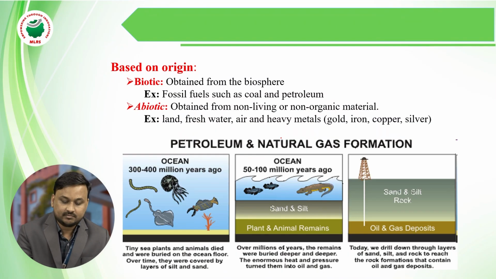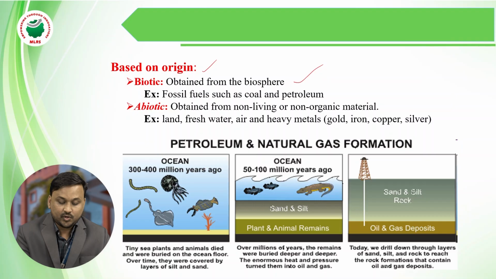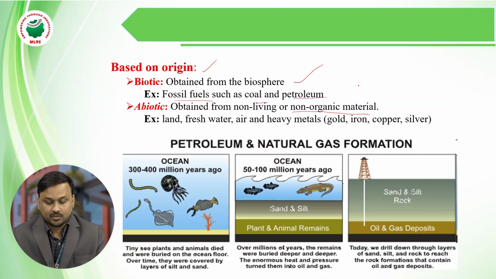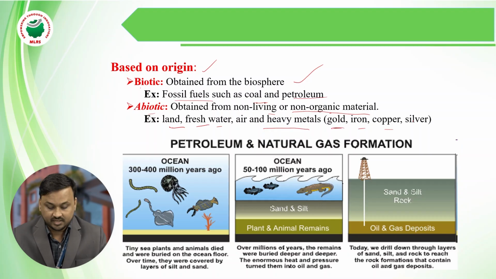Coming to the basis of origin, we divide resources into biotic, meaning living organic materials, and abiotic, meaning non-organic materials. Biotic resources are obtained from the biosphere. Examples are fossil fuels such as coal and petroleum. Next, abiotic resources are non-living and non-organic materials. Examples of abiotic are land, fresh water, air, and heavy metals such as gold, iron, copper, and silver.